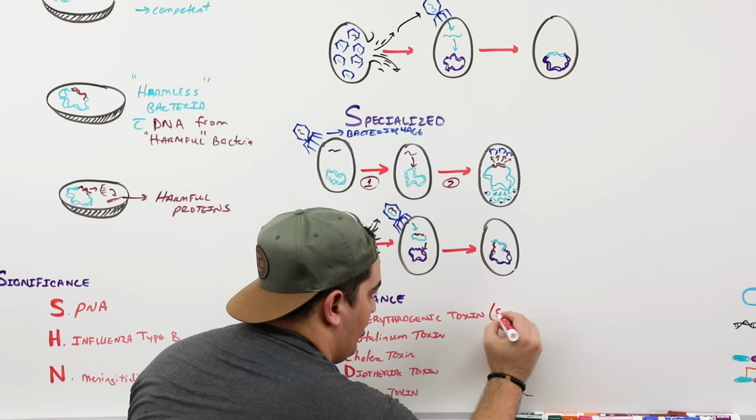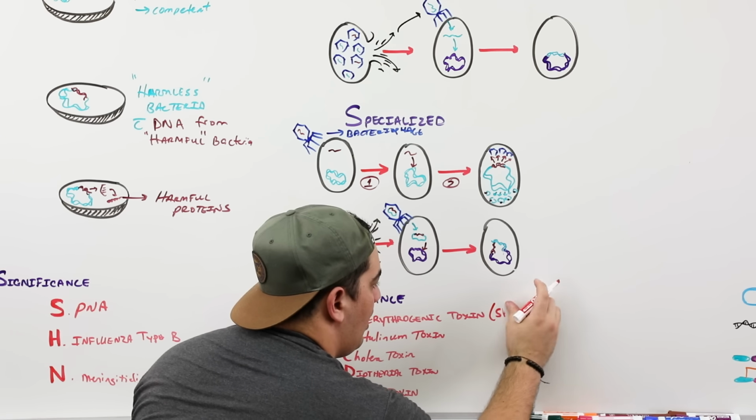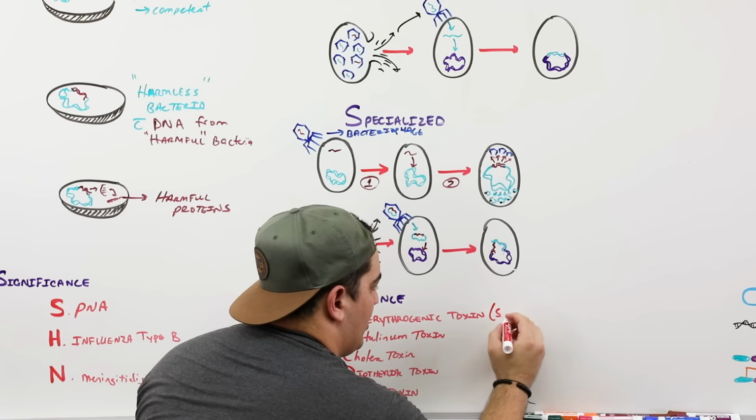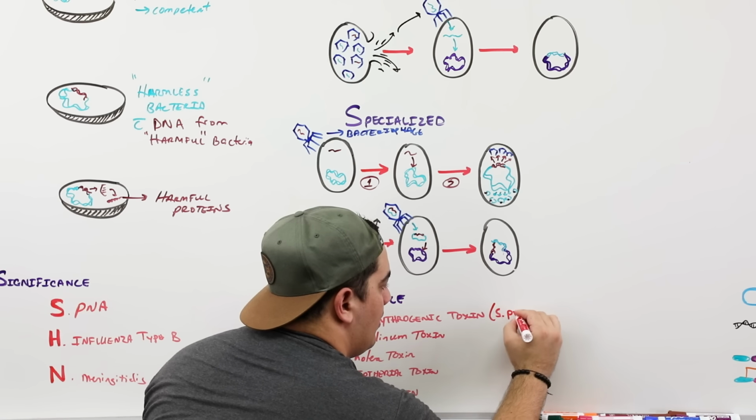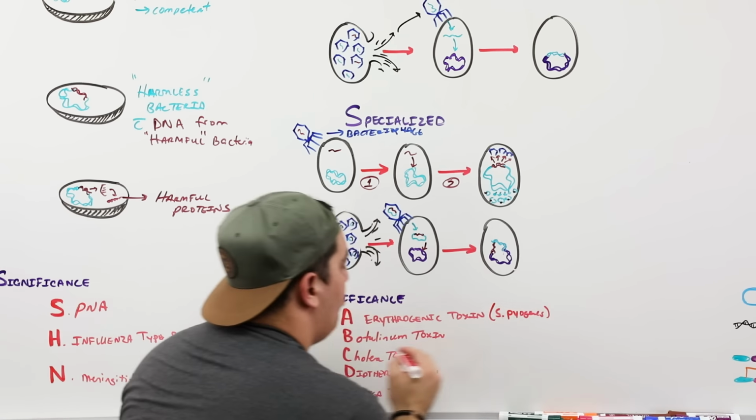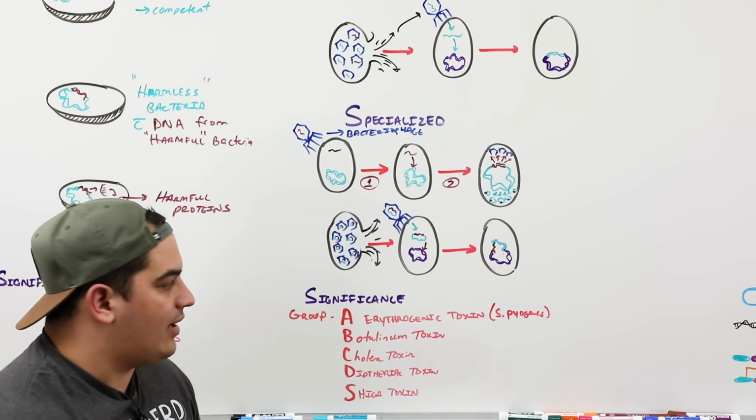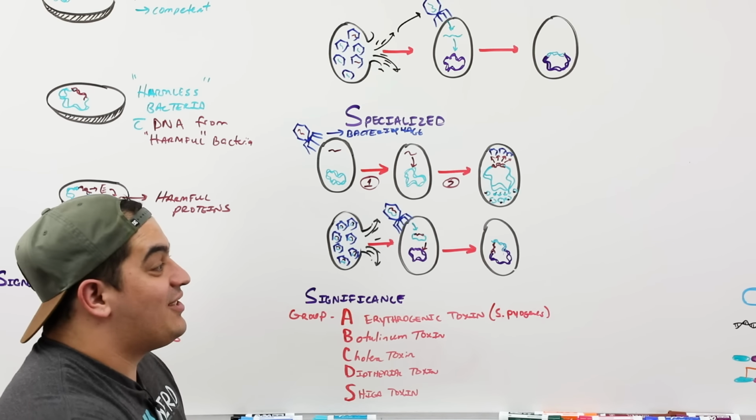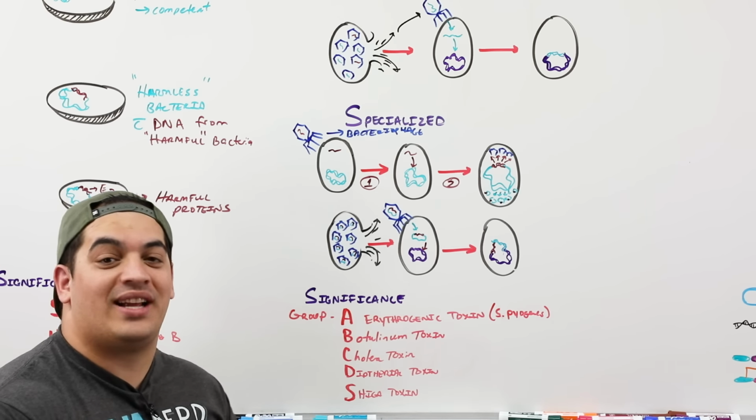If you really wanted to remember that, it's produced by what's called Streptococcus pyogenes bacteria. So that's what we call group A Streptococcus pyogenes, which produces the erythrogenic toxin. That covers that. Let's finish off the bacterial genetics with transposition.